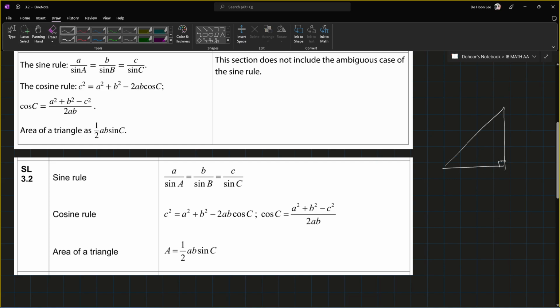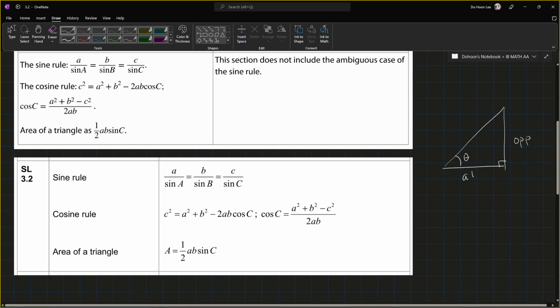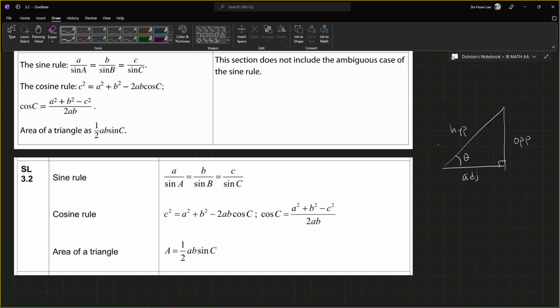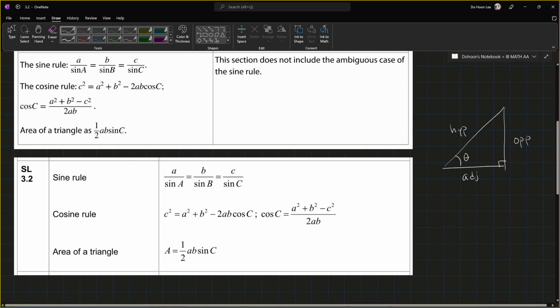For example, we have a right angle triangle like this. We identify the angle that we want to focus on. Let's label it as theta, and label the sides according to it. The opposite, adjacent, and hypotenuse. Then we can identify the primary trig ratios, the sine, cosine, and tangent, using the popular mnemonic SOHCAHTOA.